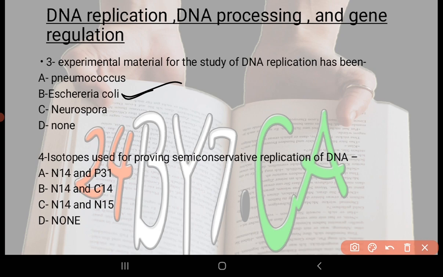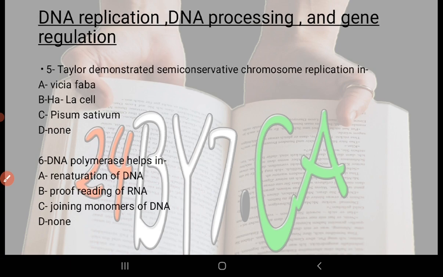Next question. Isotopes used for proving semi-conservative replication of DNA is A. N14 and P31, B. N14 and C14, C. N14 and N15, or D. None. So the right answer is option C, N14 and N15.